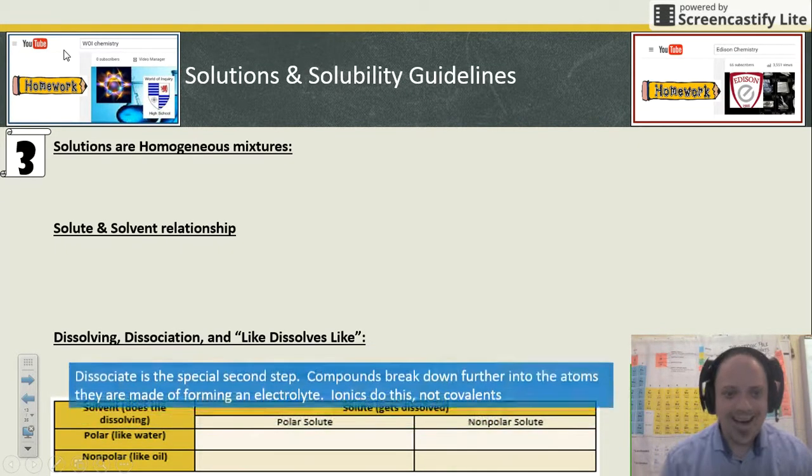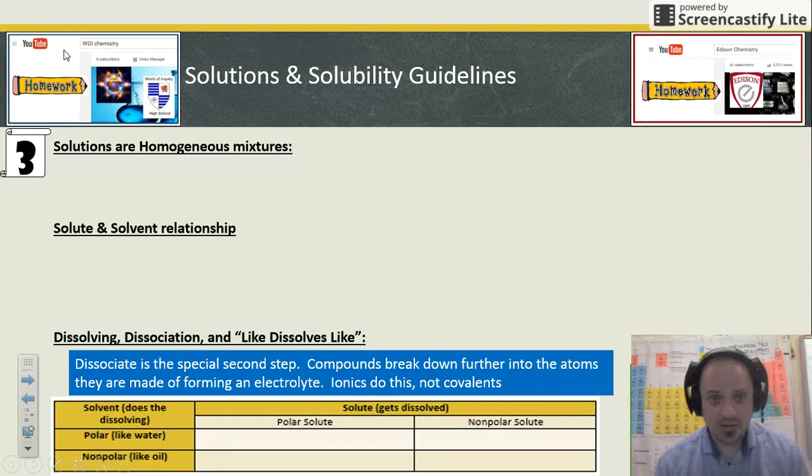However, ionic compounds do something else. It's a second step, dissociate. Ionic compounds break down further. So the ionic compounds come apart, and then that falls apart into its positive and negative ions. Ionic compounds do this, not covalent compounds.